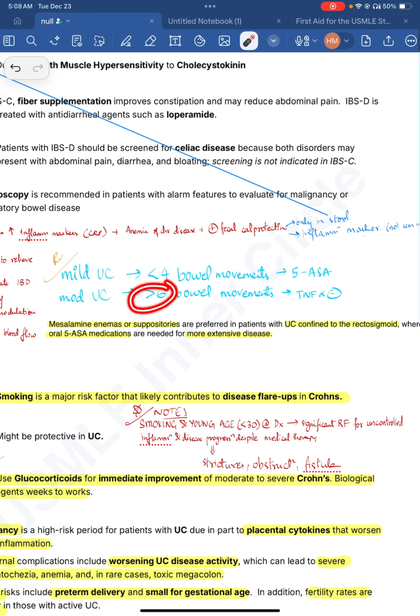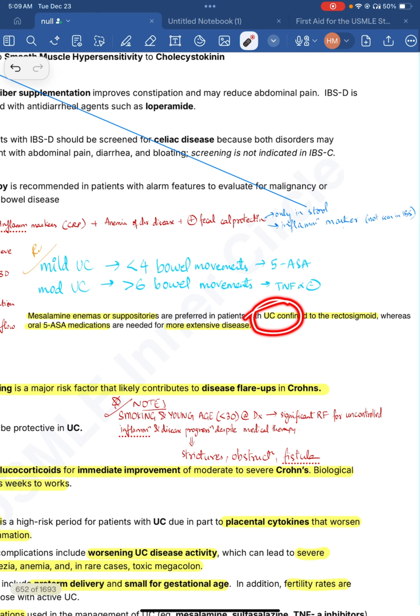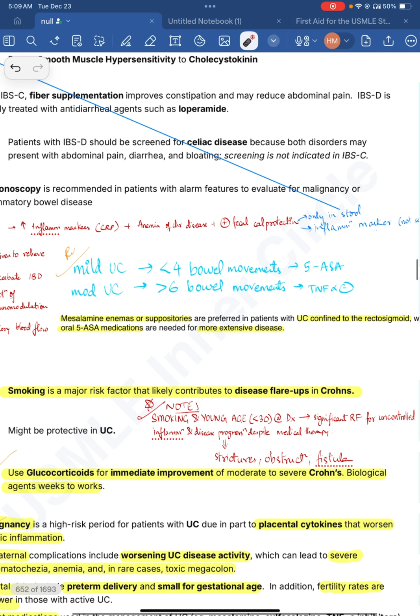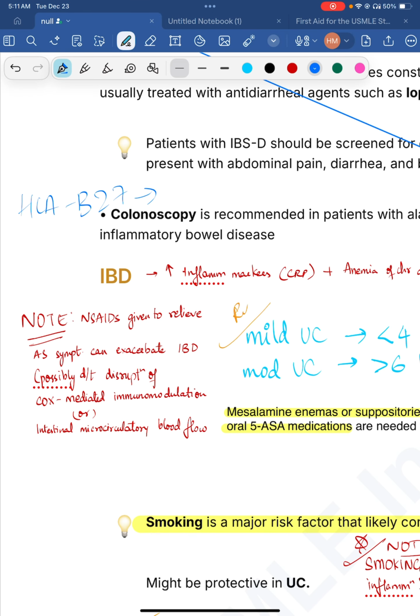Whereas if the patient has more than 6 bowel movements, then that is moderate ulcerative colitis, and you need to give them TNF alpha inhibitors like infliximab. And if the ulcerative colitis is confined to the rectosigmoid, you can give them suppositories or enema of mesalamine. But if the disease is more extensive, then oral mesalamine should be given. You might remember HLA-B27 has a mnemonic called PAIR: psoriasis, ankylosing spondylitis, inflammatory bowel disease, and reactive arthritis.